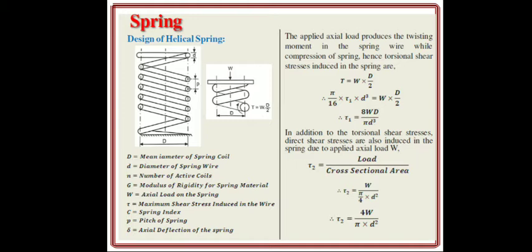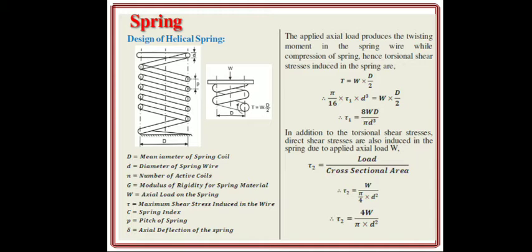Now the applied axial load produces a twisting moment in the spring wire while compressing the spring. Hence the torsional shear stress induced in the spring wire is T equal to W into D by 2, where W is the axial load and capital D is the mean diameter of the spring coil. So T is equal to pi by 16 into tau 1 into d cube, equal to W into D by 2, where tau 1 is equal to 8 into W into D divided by pi d cube. By rearranging the terms, finally we get the stress induced in the spring equal to 8 WD divided by pi d cube.